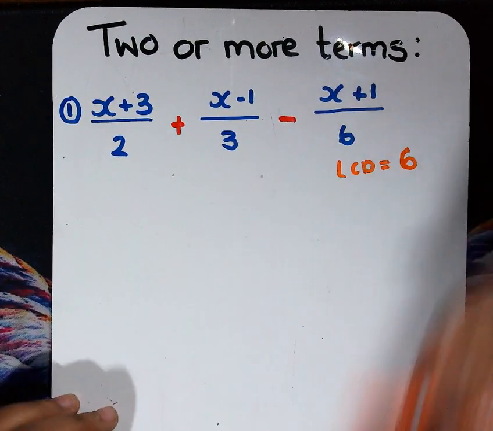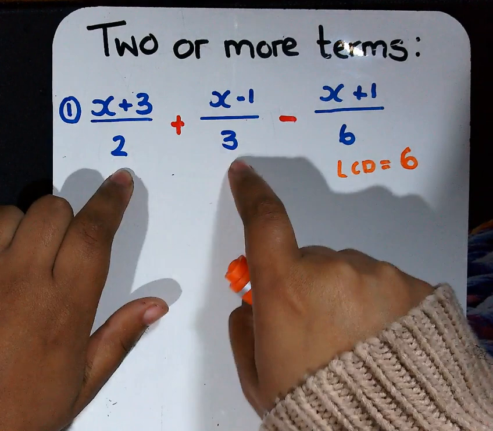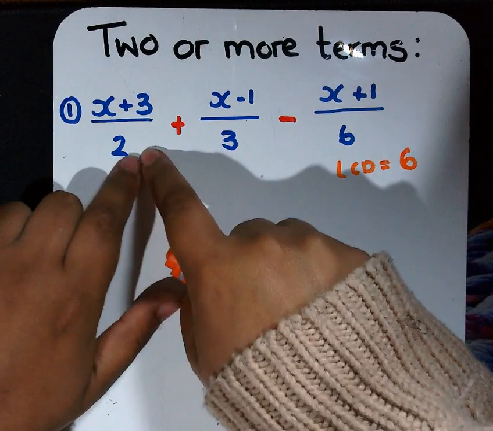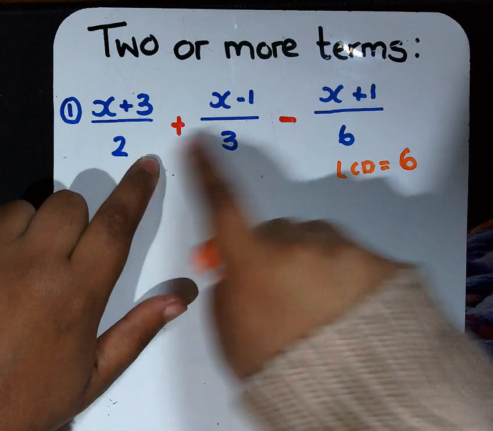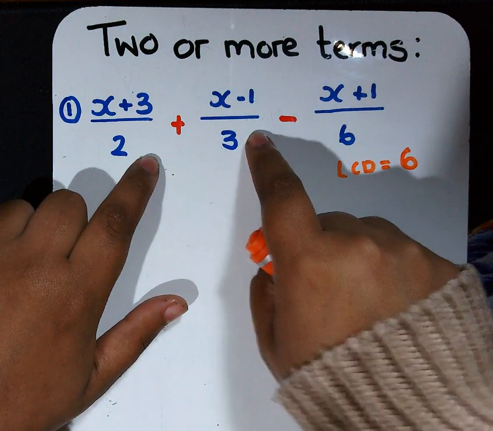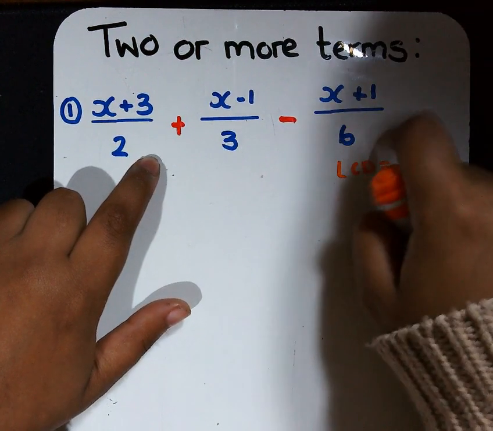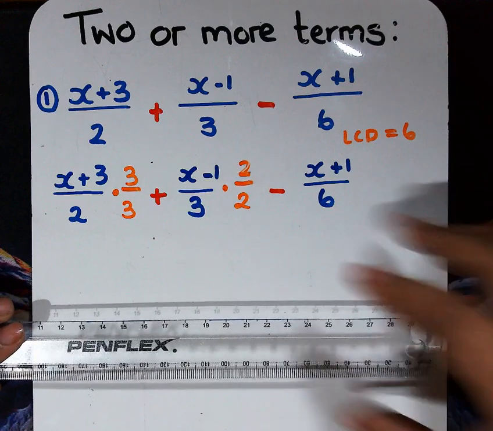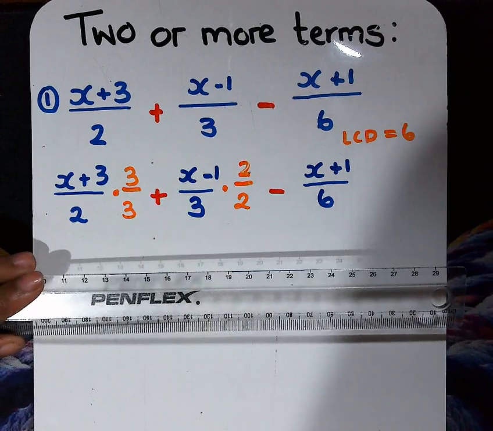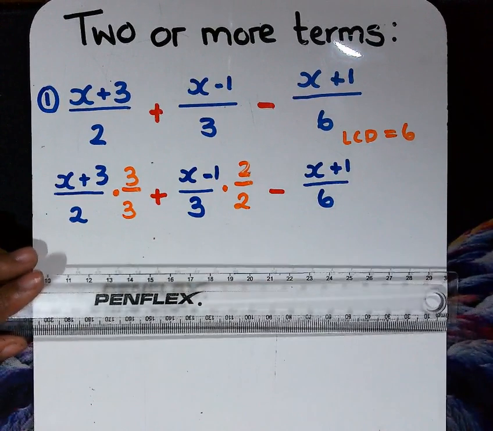Alright, so LCD is 6, and of course now our goal is to get all our denominators to be 6. For this one we need to multiply by 3, for this one we need to multiply by 2, and for this one we don't have to make any alterations because it is already 6. So I'm going to do that in the next step. Okay, so there is the step where we ensure that our denominators all give us 6.